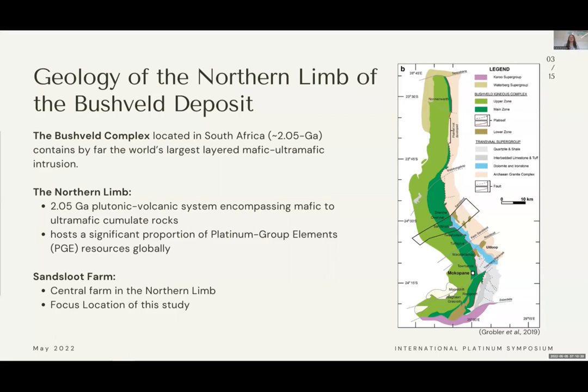The Bushveld deposit, as we know, is the largest mafic-ultramafic intrusion and plutonic-volcanic system, and the northern limb hosts a significant proportion of platinum group elements globally. The focus area of this study is the Sandsloot farm, located in the centre of the northern limb, shown by the box here. This area also contains the largest open pit platinum mine in the world.